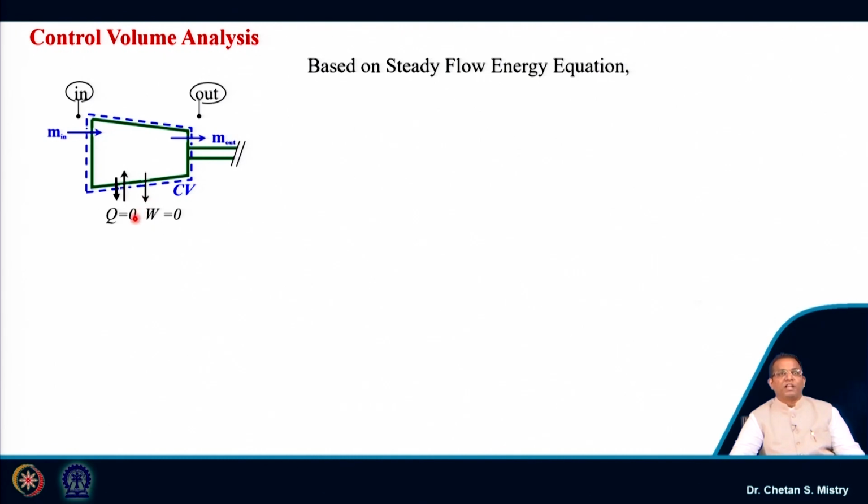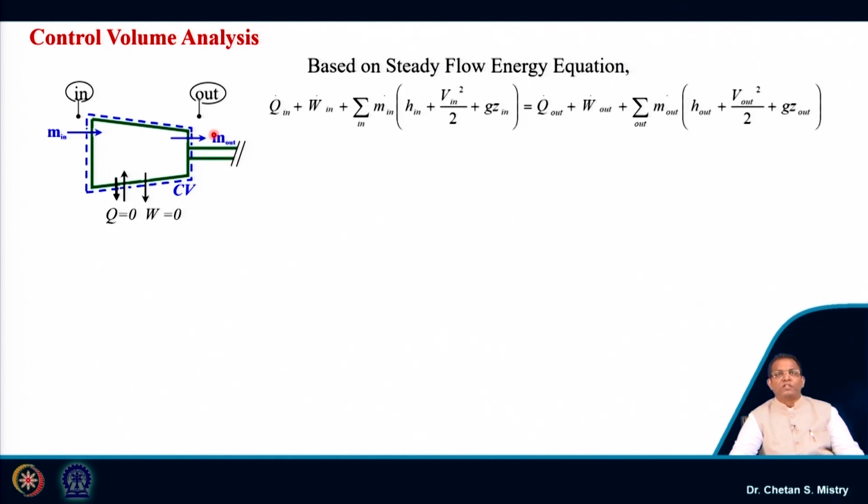Suppose I consider there is no heat transfer and no work transfer, I will have my m inlet, that is my mass flow rate at the entry, and the mass flow rate at the exit. Based on my steady flow energy equation, I can write down Q plus W plus this energy equation, where this represents my internal energy, kinetic energy and potential energy. Since we have assumed there is no work transfer and no exchange of heat, this equation will get simplified in this form.